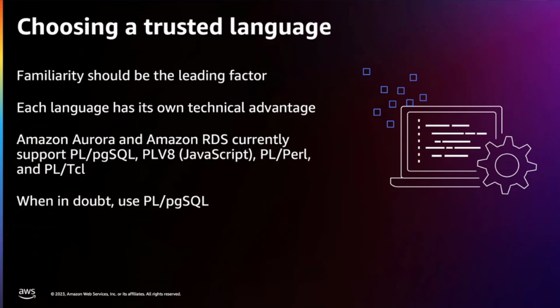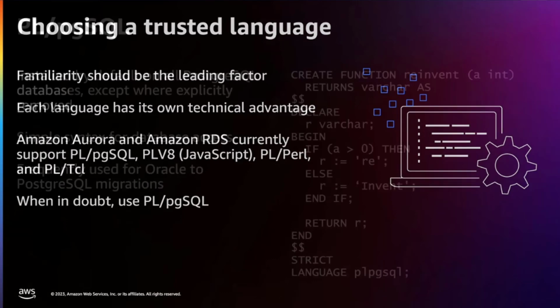In terms of available trusted languages in Amazon Aurora and Amazon RDS, today there's support for PL/pgSQL, which is Postgres' built-in language, PLV8, which is JavaScript, PL/Perl, and PL/Tcl. And we're looking at adding even more trusted languages in the future. Now, PL/pgSQL is the most built out in terms of accessing a lot of higher level Postgres functionality. So when in doubt, we do recommend using PL/pgSQL, but you do have a choice to choose what language you're most comfortable with.